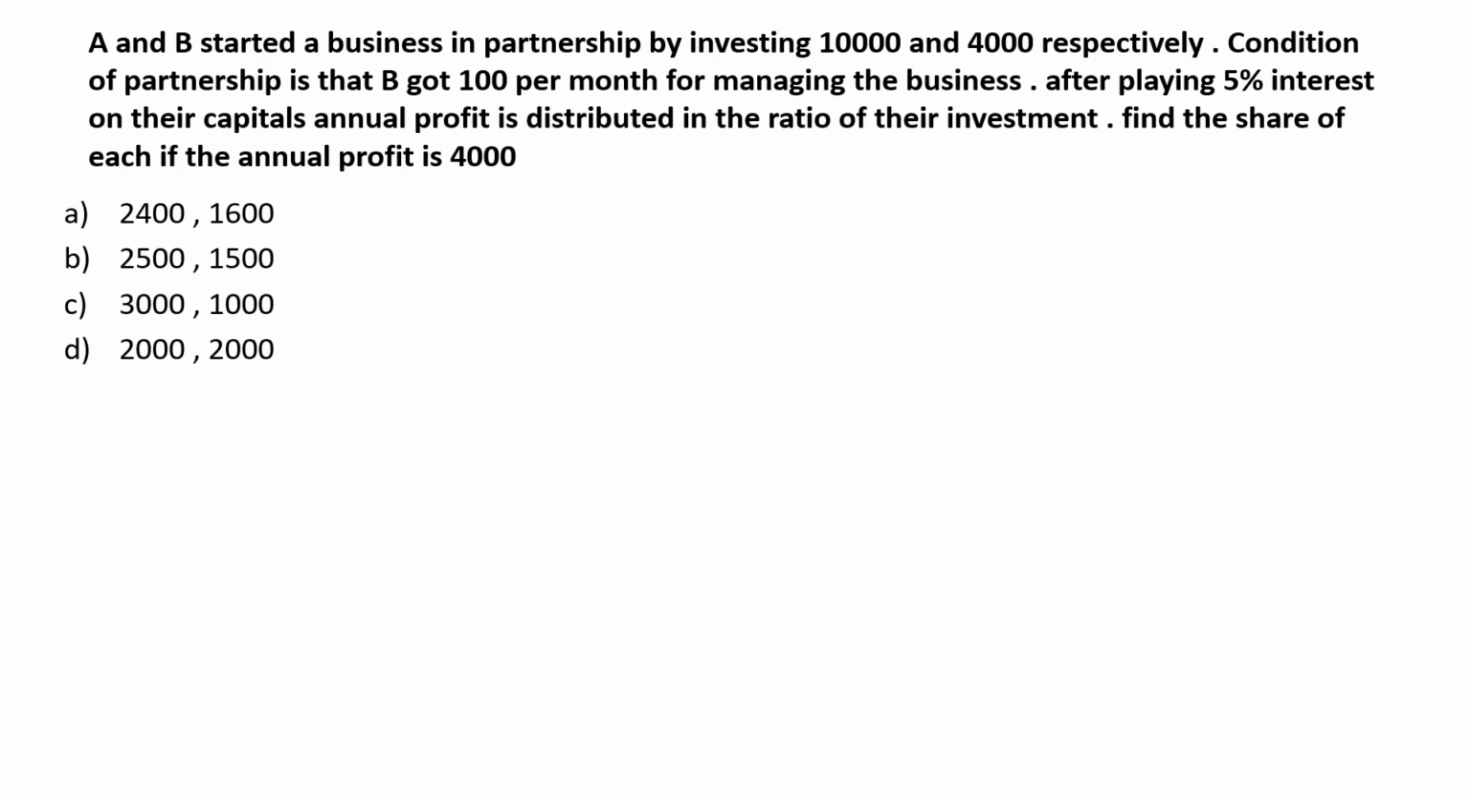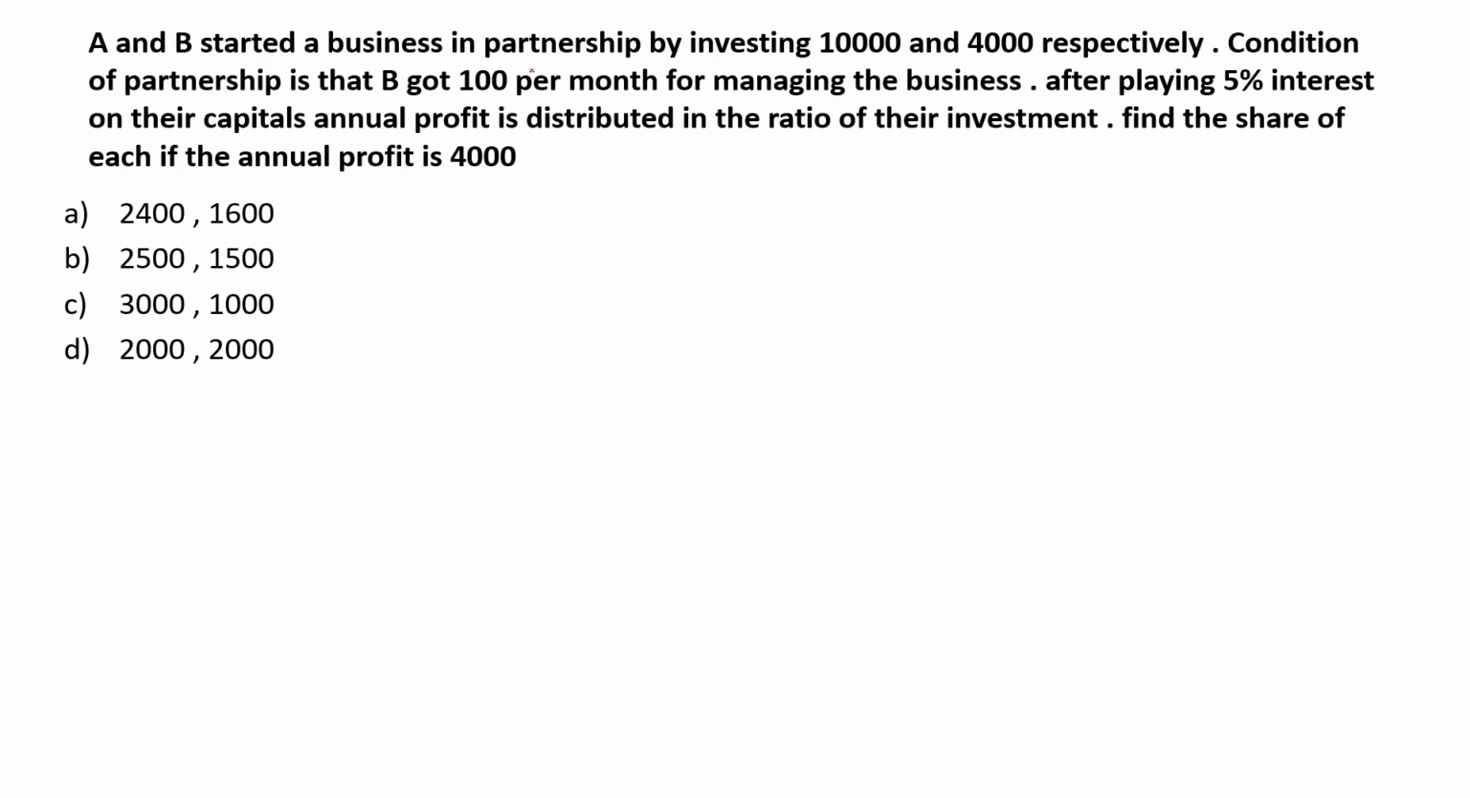Okay. If you look at the options, all the options taken together would be 4,000. You cannot solve the question from the ratio from the given options. Just to go through the process.